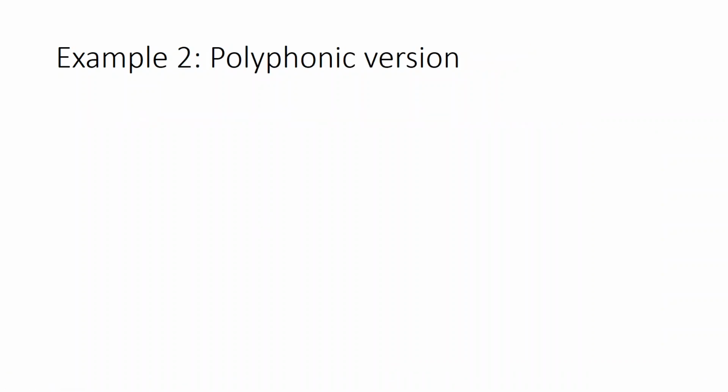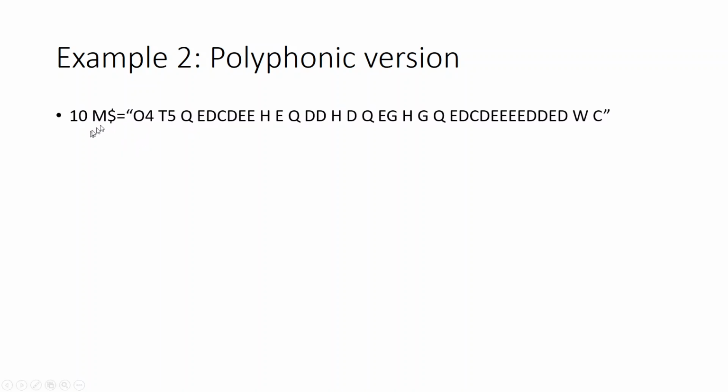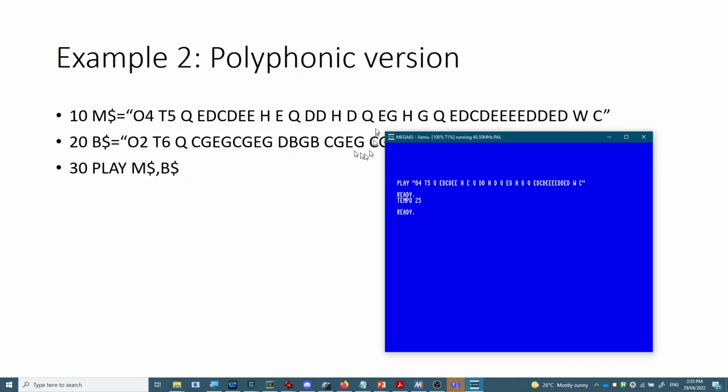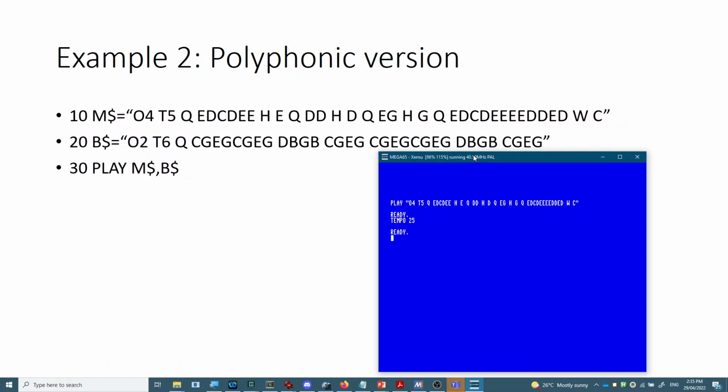Can we make it a polyphonic song by adding a bass line? So we can preserve what we had inside, let's say, a melody variable. I'll call it $M, and then we can add a bass line on top of it, and then use the play command to play the melody and the bass line. So let's give that a try. $M equals. And again, let's try to do the bass line through experimentation.